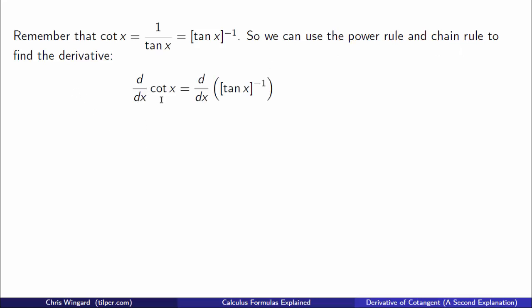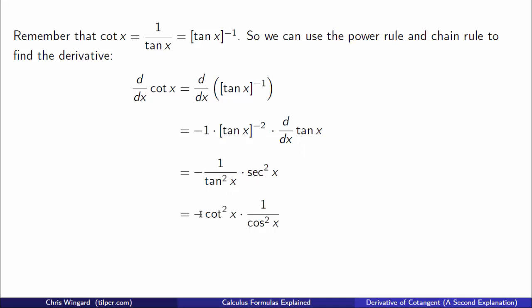So the derivative of cotangent of x is the derivative of tangent of x to the negative first power. Power rule says bring that negative 1 down, subtract 1 off that exponent, so we end up with negative 1 times tangent of x to the negative second power. And then chain rule says multiply by the derivative of tangent of x. Well, negative 1 times tangent of x to the negative second power means negative 1 over tangent squared of x. And then the derivative of tangent we already know is secant squared, so we end up with that.